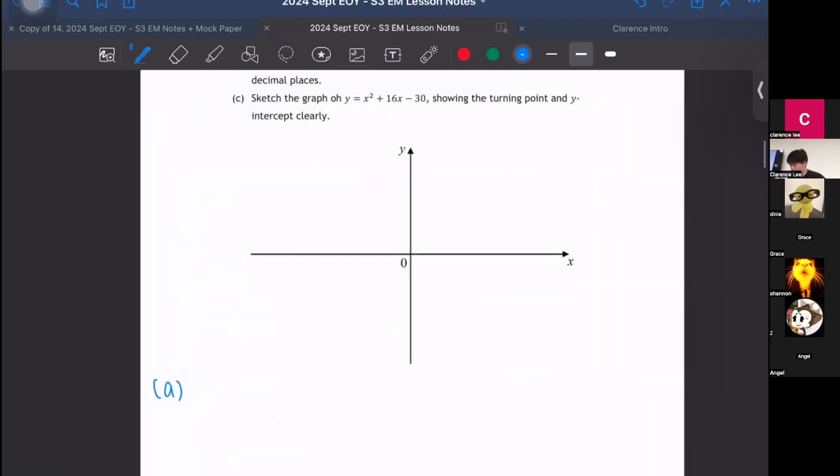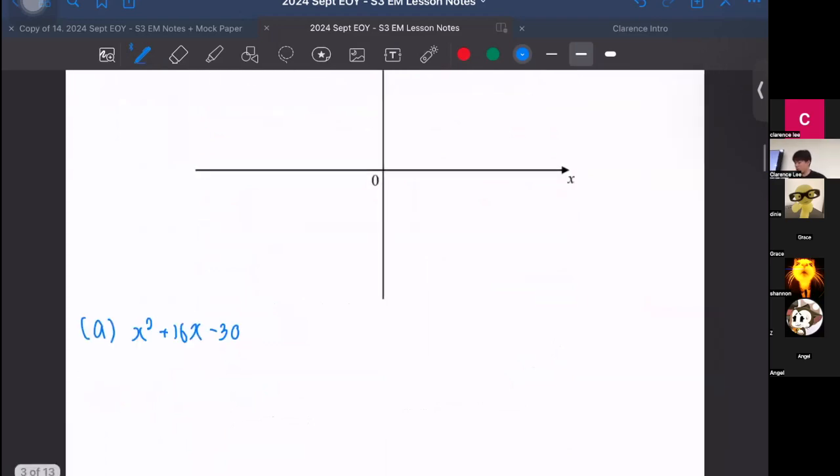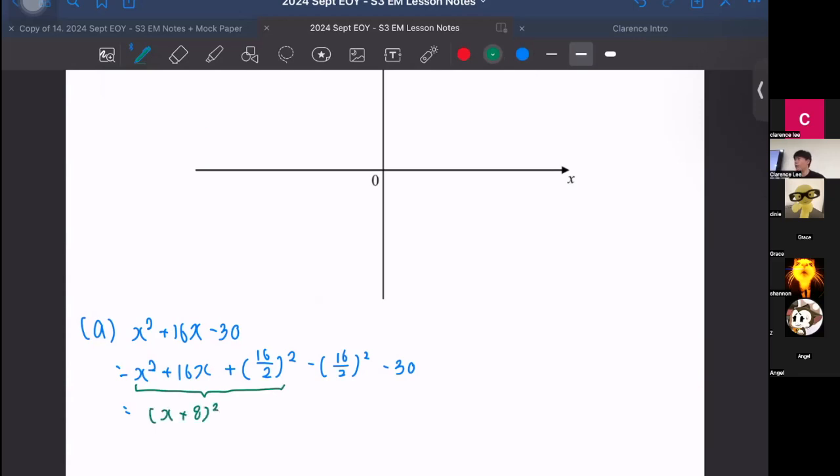Part A, you have your x squared plus 16x minus 30. So from here, you just need your first portion: x squared plus 16x plus 16 over 2 squared. Then you must subtract away the same exact thing, followed by minus 30. So these first 3 terms will tell you my complete the square, which is x plus 8 squared. Always evaluate your fraction, unless it will not give a whole number, then you don't need to evaluate. Then simplify the portion at the back by using a calculator, and this will give you minus 94. So this will be my complete the square version.